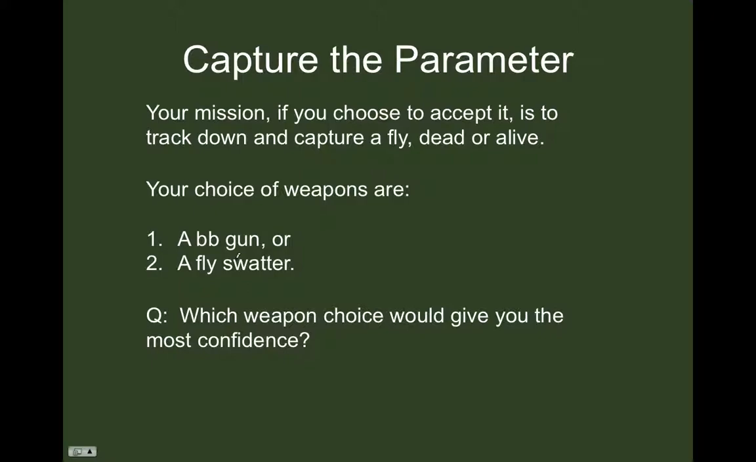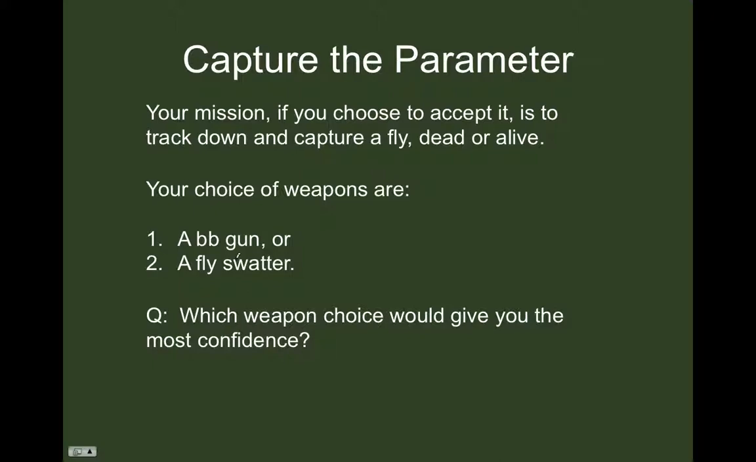One way to think about estimating parameters in statistics is to think about trying to capture them. So your mission, if you choose to accept it, is to track down and capture a fly, dead or alive. And I'm going to give you a choice of weapons. You can use a BB gun, or you can use a fly swatter. Here's your question. Which weapon choice would give you the most confidence?